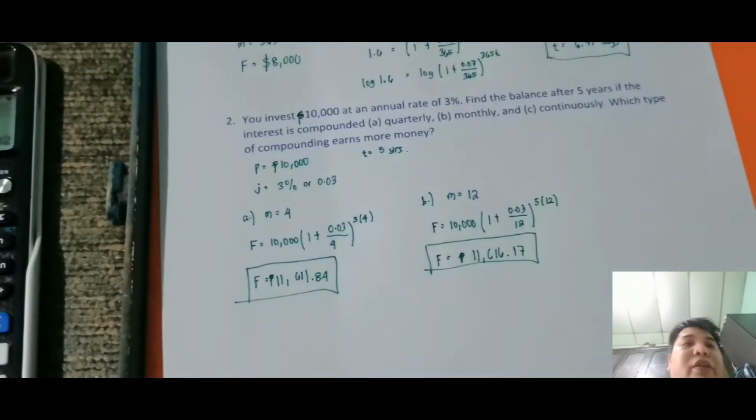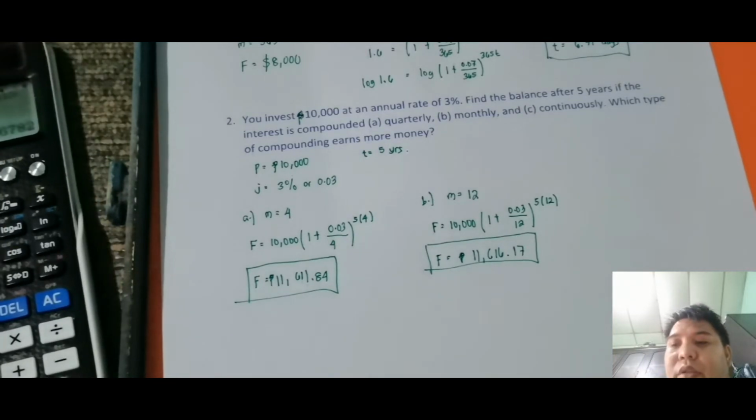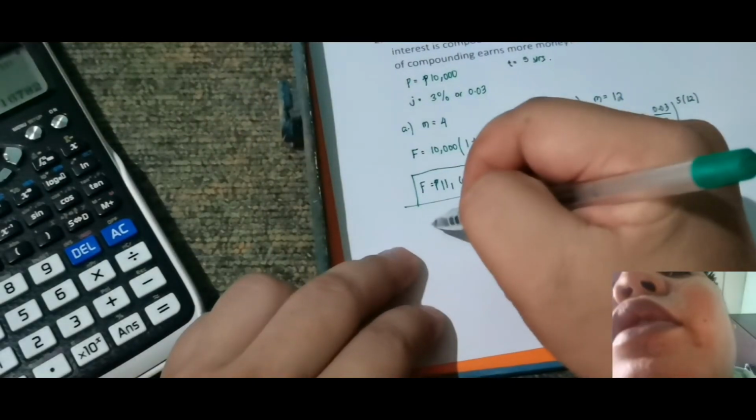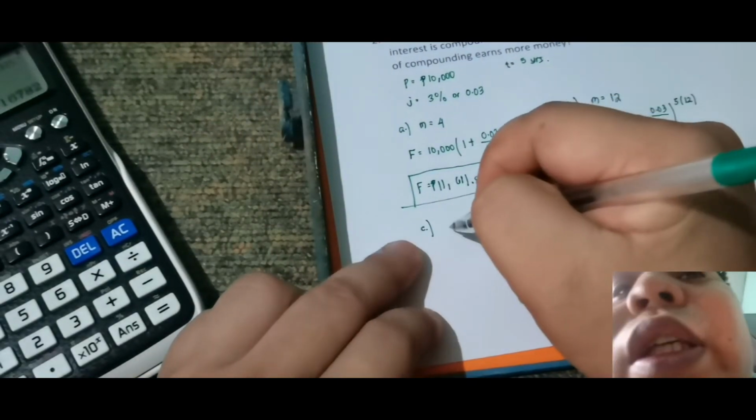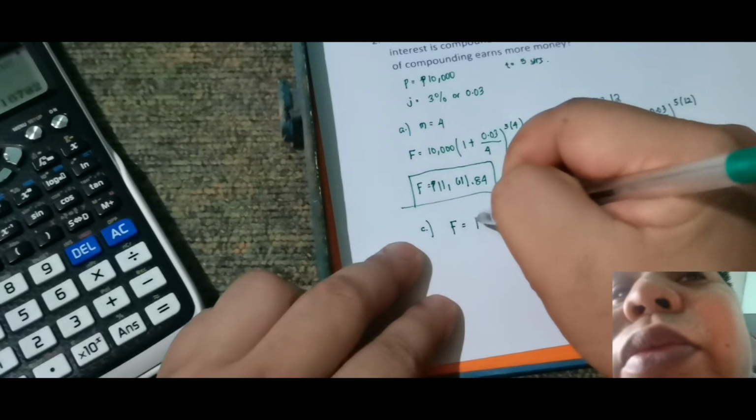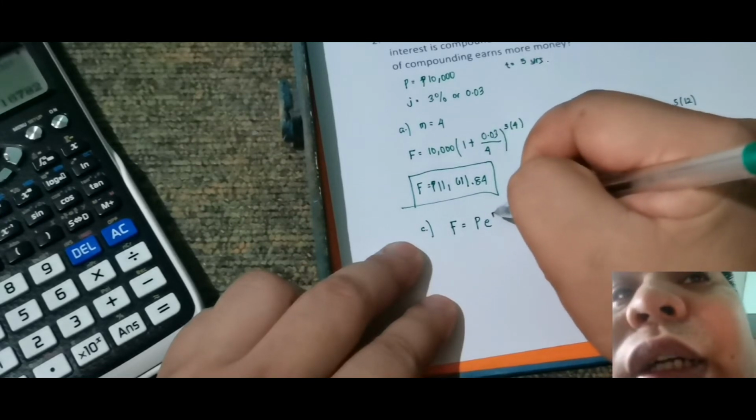Okay, then lastly, paano naman pag continuously? So, pag continuously, ang gagawin lang natin, the formula is just ganito. So, for letter C, pag continuously, we have F is equal to principal, then E raised sa RT.